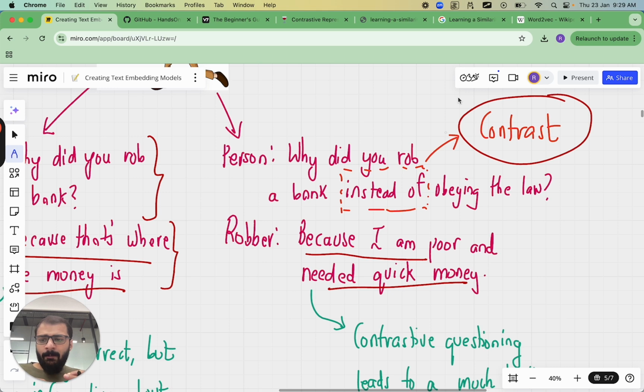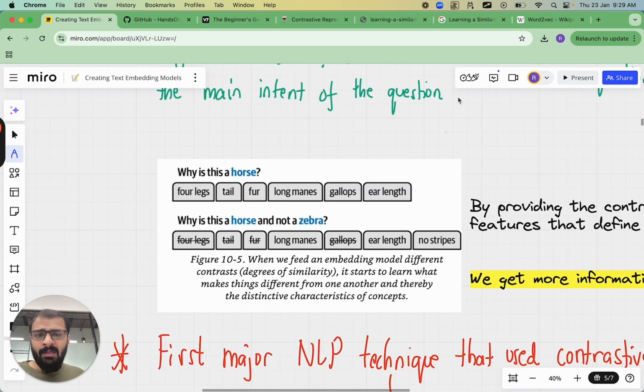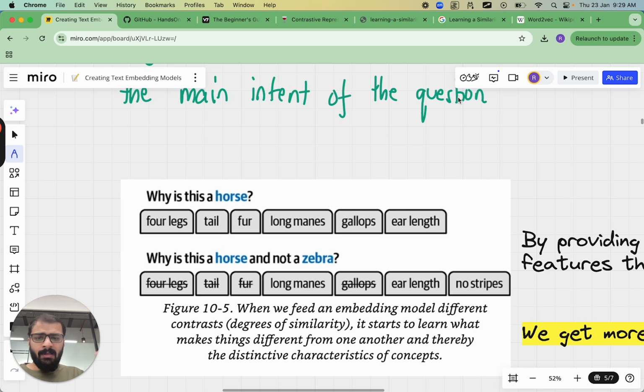So when we use contrastive learning, or when we ask questions as contrast, we often get more information than if we just ask the question as it is. Let me give you another example which is a bit more visual. So let's say a kid is there and they see a horse, and if you ask the kid, why is this a horse? The kid may say that it has four legs, it has a tail, it has fur, etc., and it runs very fast.